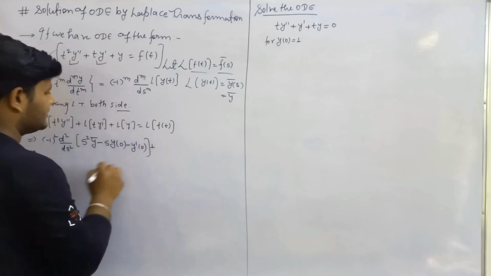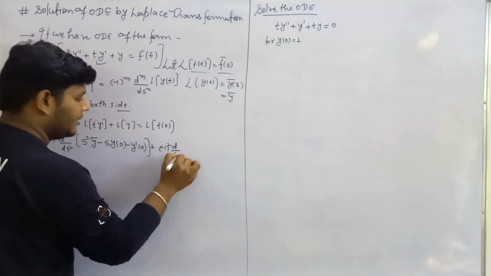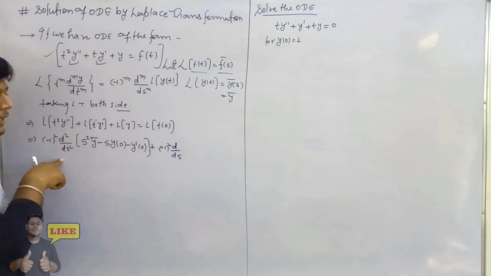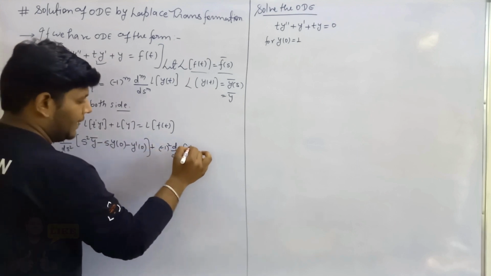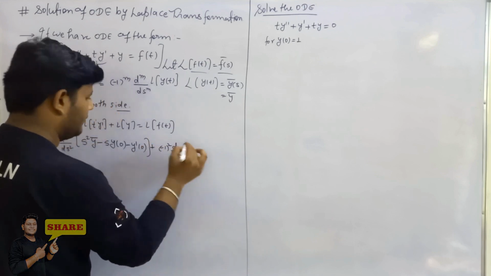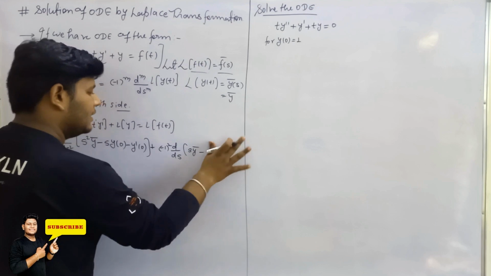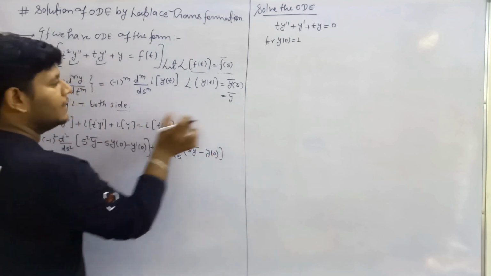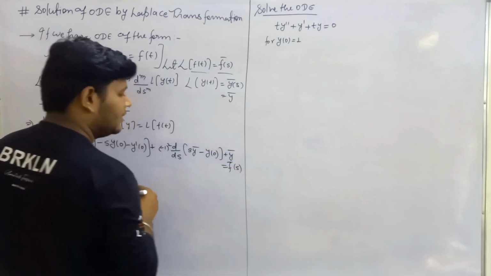Okay, now next, here t power 1 means (-1)^1 d/ds, only one time. Here we differentiate with respect to s only once, since the power is 1, and then the value of this is nothing but s y bar minus y(0), and then after that this is nothing but y bar, and also this is f bar(s).